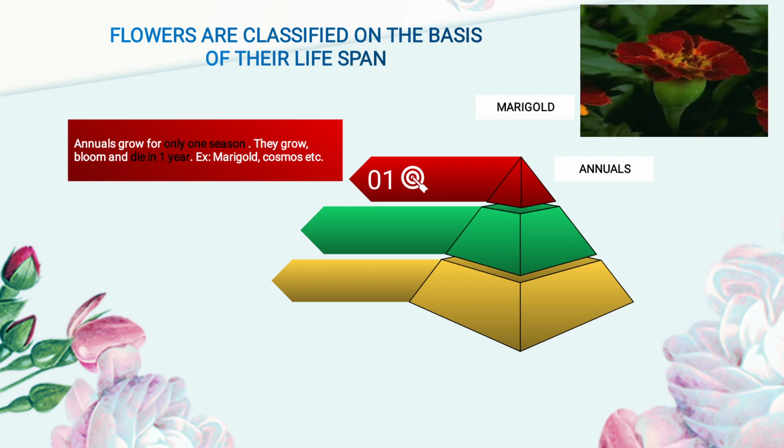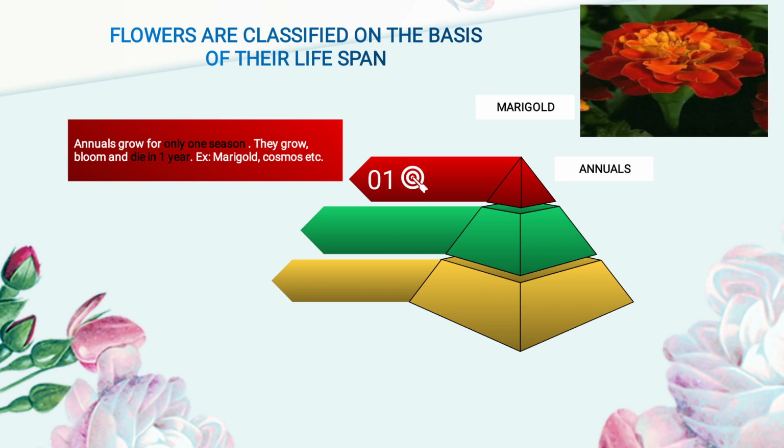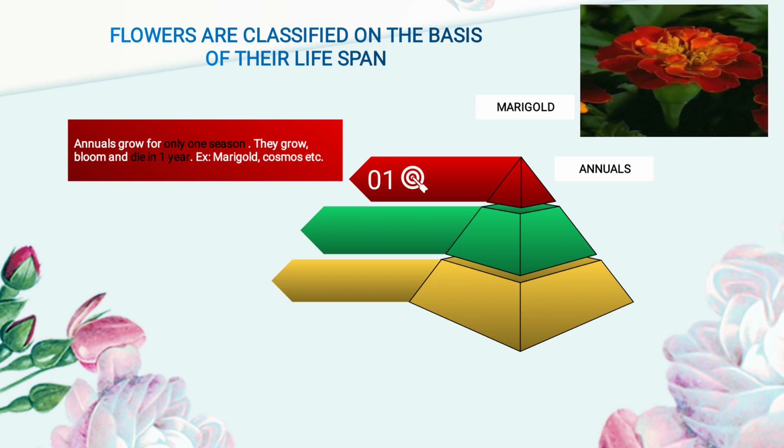Example, marigold. Now you see the marigold plant, गेंदा का फूल जिसको बोलते हैं. In one year only they grow, they bloom, flower खिलता है, फिर वो मर जाता है. Okay, the flower will never bloom again, फिर से वो नहीं खिलेगा. So that type of flower is known as annual. Example, marigold, you see in the image marigold is blooming.